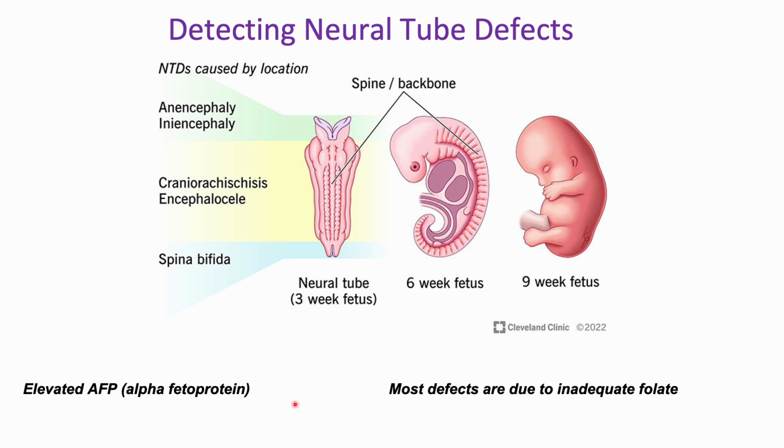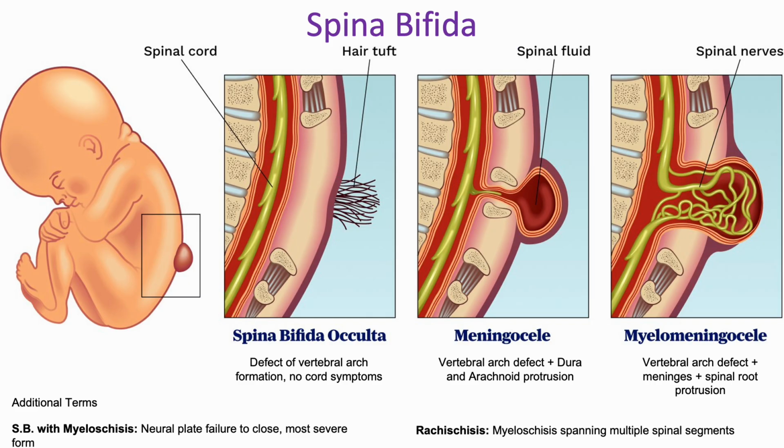And over time, what we've learned is that most of these defects are due to inadequate folate intake during early development, primarily within the first 2 months of development of the embryo, because that is when you're forming the vertebral bodies, vertebral arches, and the neural tube. All right, so the main association with neural tube defects is going to be folate deficiency.